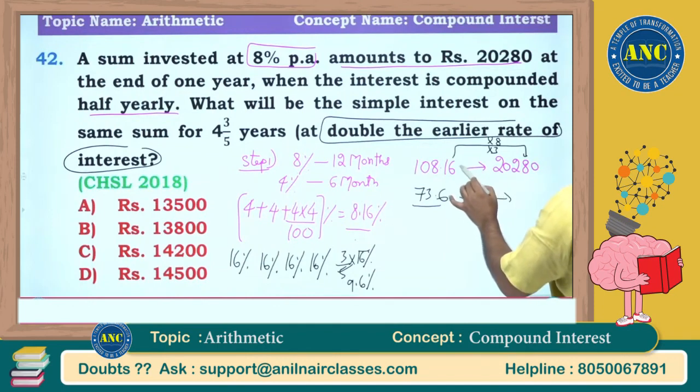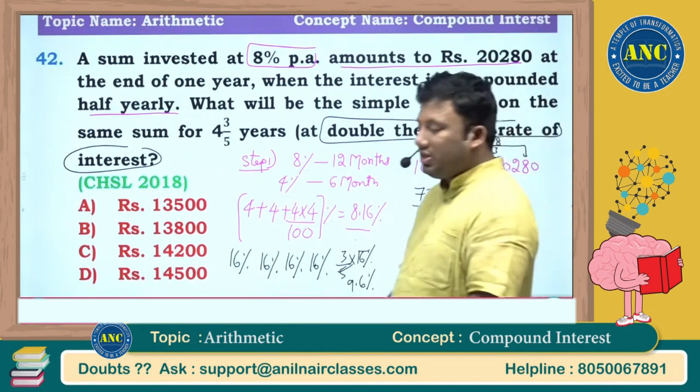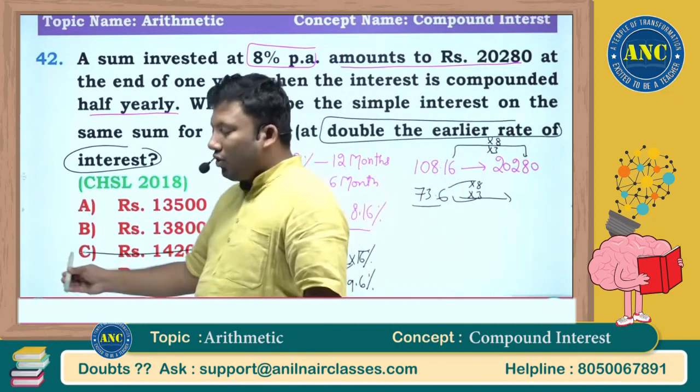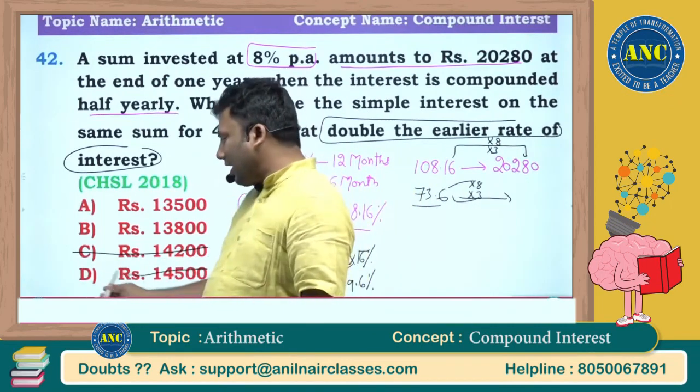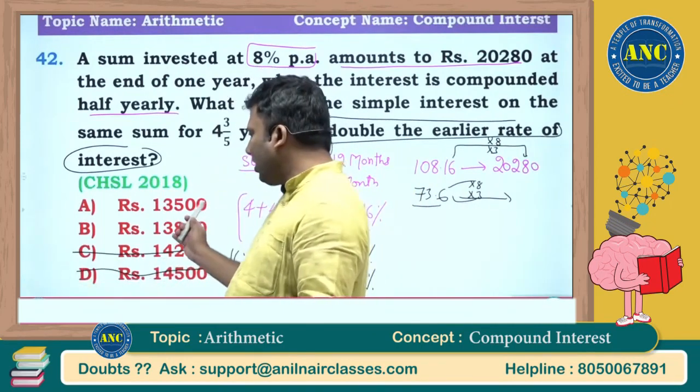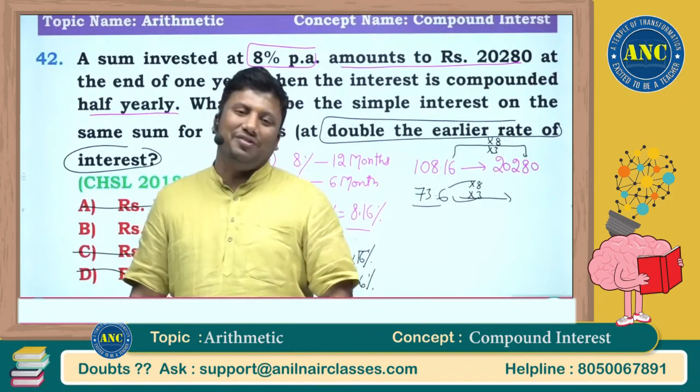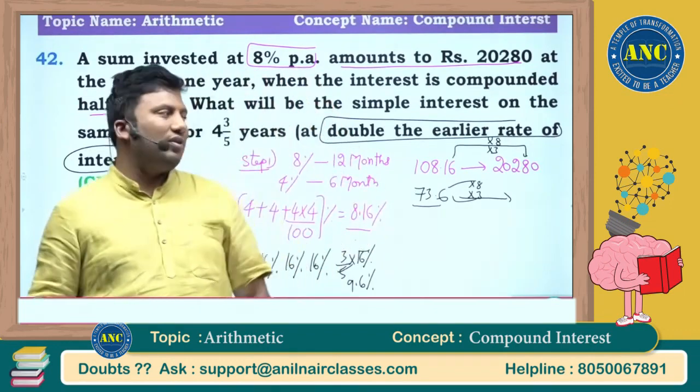So these multiplied by 3 or 8. 6 8s are 48. 6 3s are 18. Rightmost non-zero digit, I should get 8. 14,200, incorrect. 14,500, incorrect. 13,500, incorrect. Are you all with me?